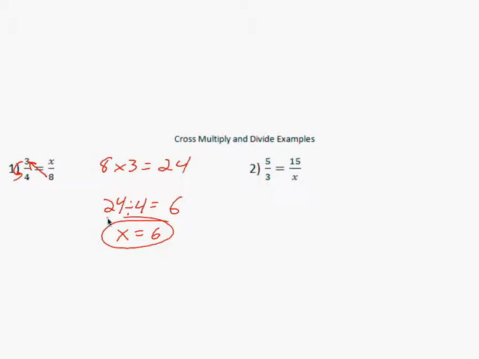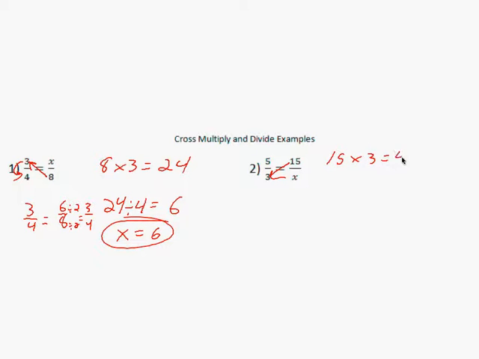I can check my work by plugging this back into there. So I have 3 over 4 equals 6 over 8. Well, I can simplify this by dividing by 2. I get 3 over 4. So 3 over 4 equals 3 over 4. Okay, pretty simple. Moving over here, cross multiply, find the two numbers you can cross.